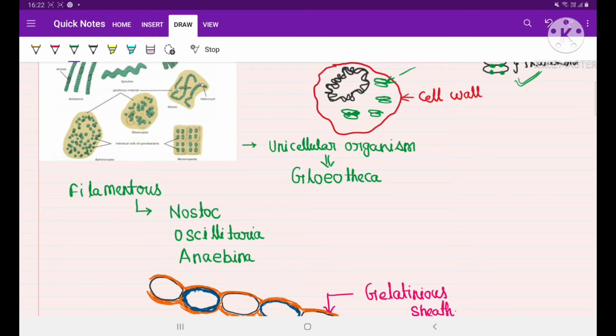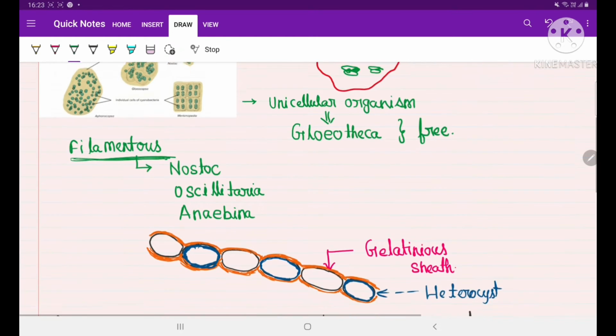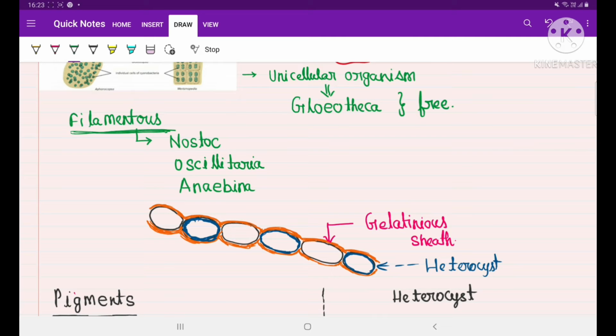Like the unicellular cyanobacterium which lives freely, free living and unicellular, is Gloeotheca. This Gloeotheca lives individually, it won't live in a group. There are many cyanobacteria which live in groups. They are also unicellular only, but they live in groups, and they form filament shaped structures. Like you see the cyanobacteria 1, 2, 3, 4, 5, 6. Many cells are present here.